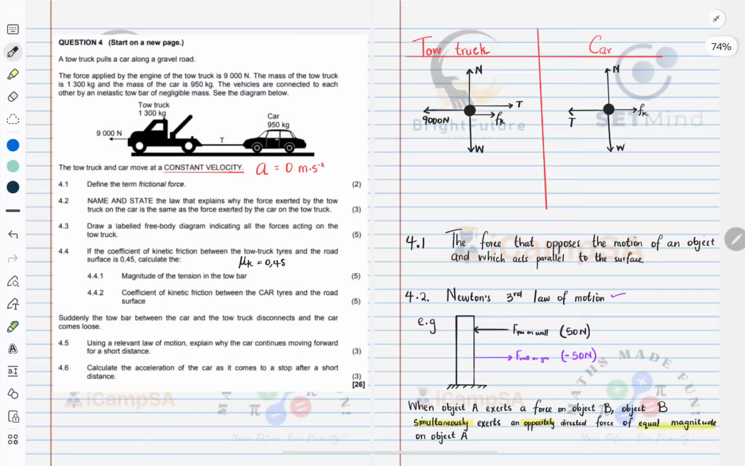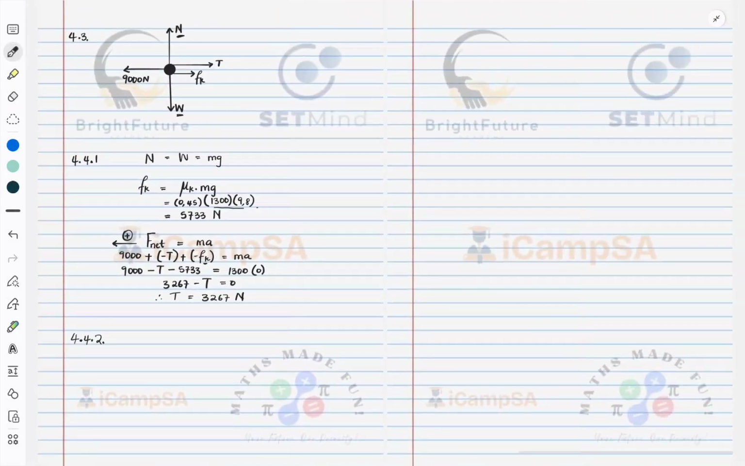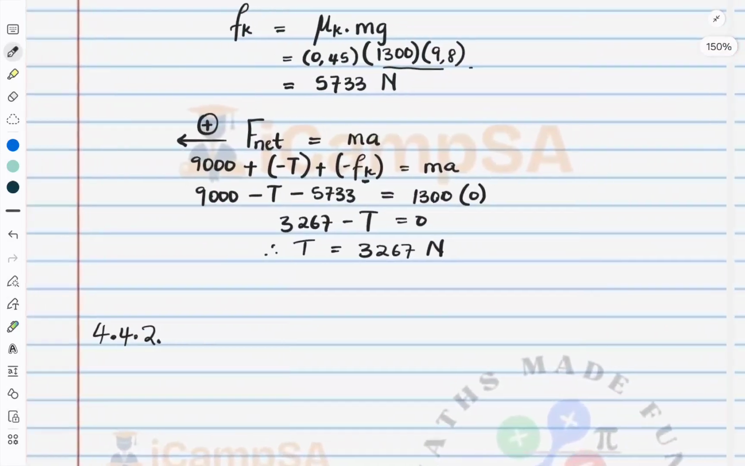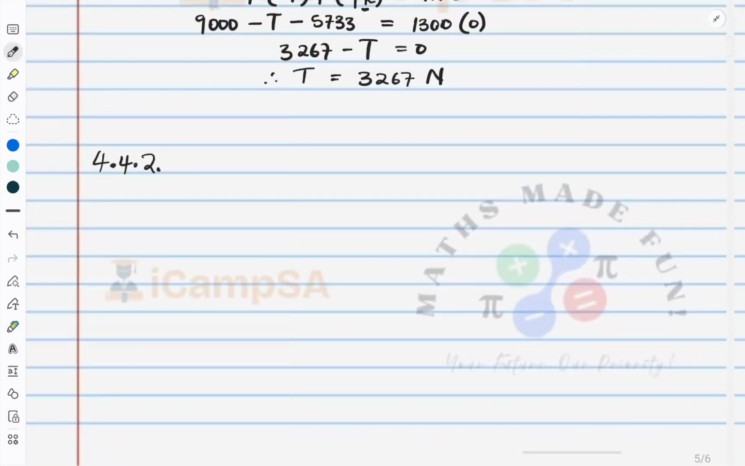Sorry for the scrolling. If it's making you dizzy, there's no better way I can do it. I can move slower though. Let's see. Boom. Okay. So now we can say Fnet is equal to ma.